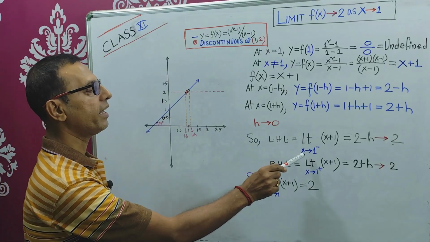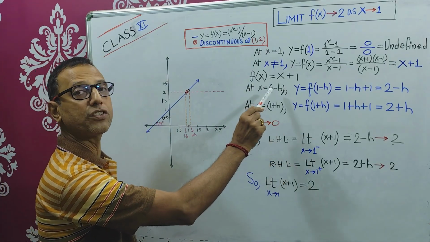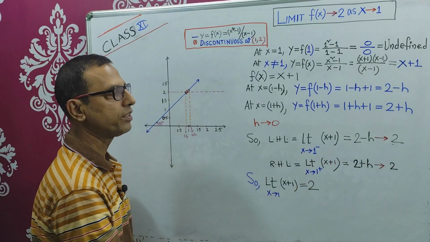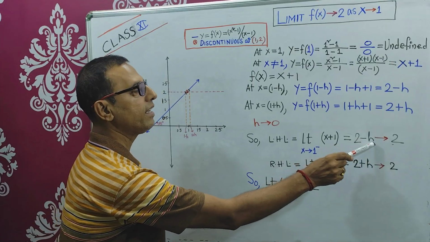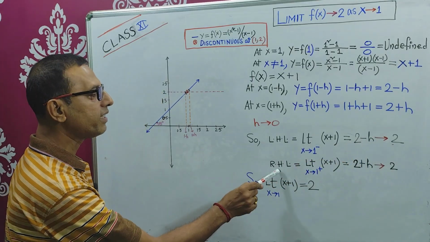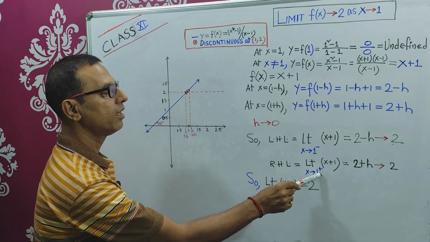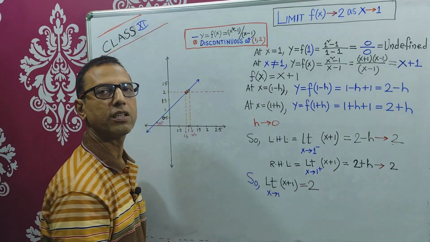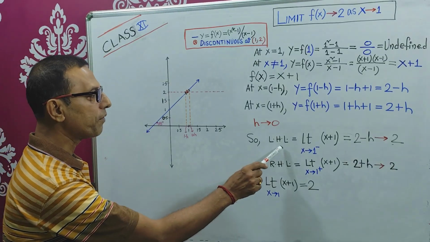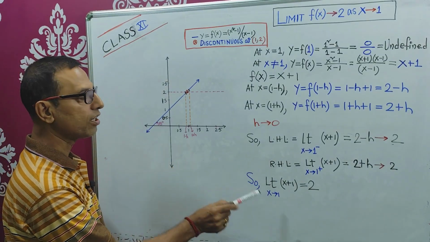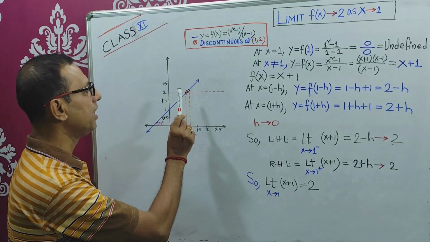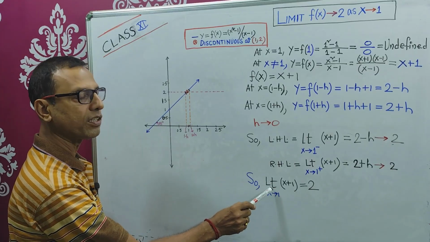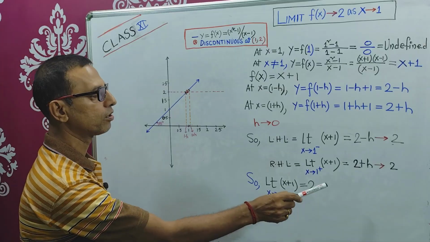So for the left limit, when x tends to 1 minus, that is 1 minus h, when h tends to 0, we write x tends to 1 minus, and the value is 2 minus h, which approaches 2 when h is diminishing. For the right hand limit, x tends to 1 plus, and the value of the function is 2 plus h, trending towards 2 when h is trending towards 0. So the left hand limit and right hand limit at x equals 1 are both 2. That means the limit of this function at x tends to 1 exists. We write limit x tends to 1 of (x plus 1) equals 2.